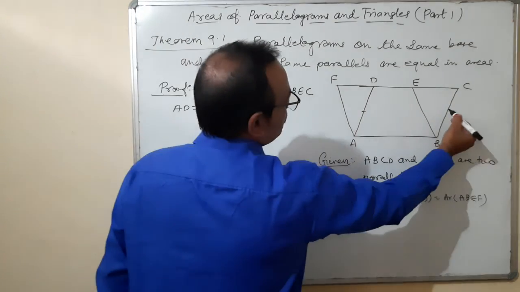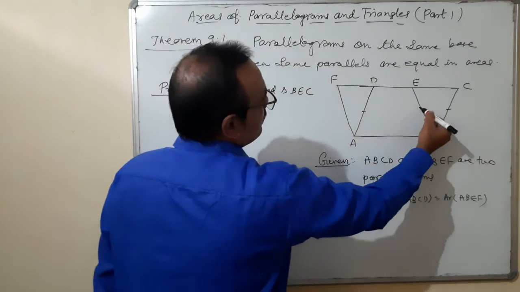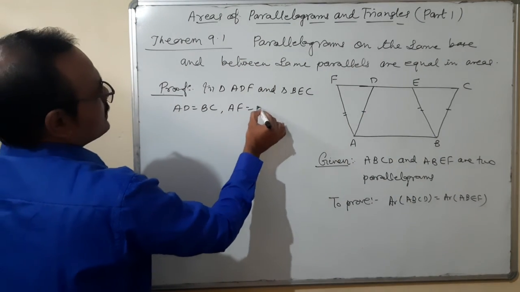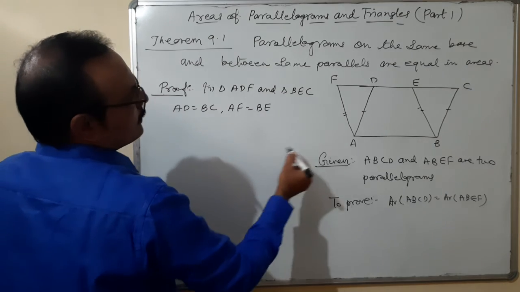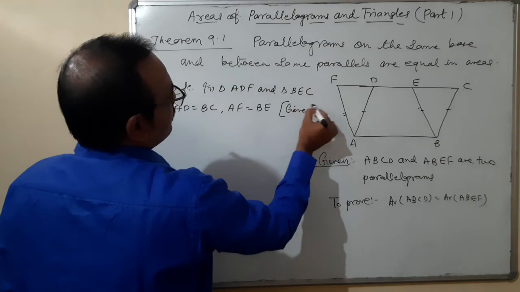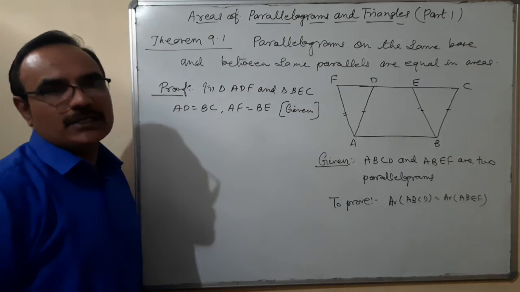AD is equal to BC. Opposite sides of a parallelogram are equal. BE is equal to AF. AF is equal to BE, given. May I write here given? Because these are parallelograms, opposite sides are always equal.